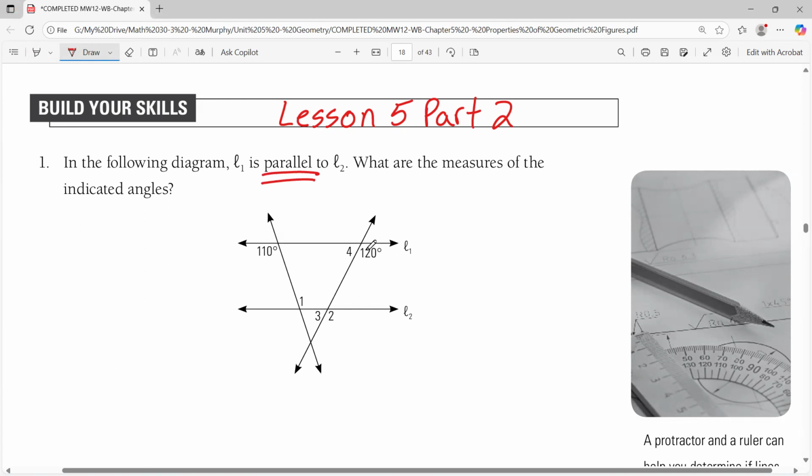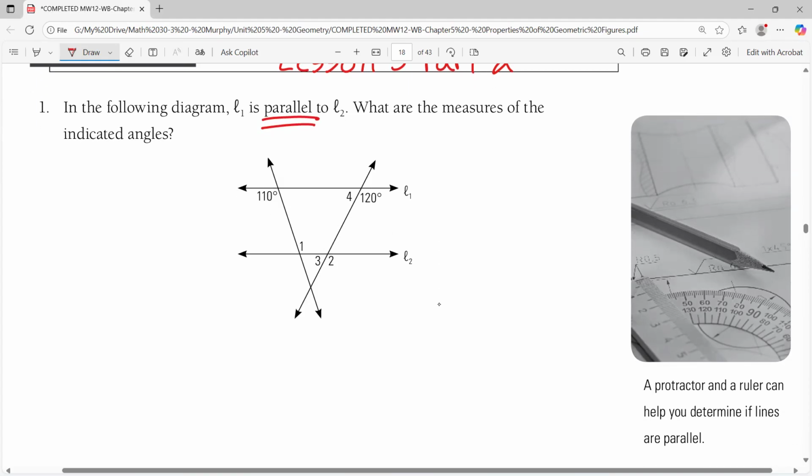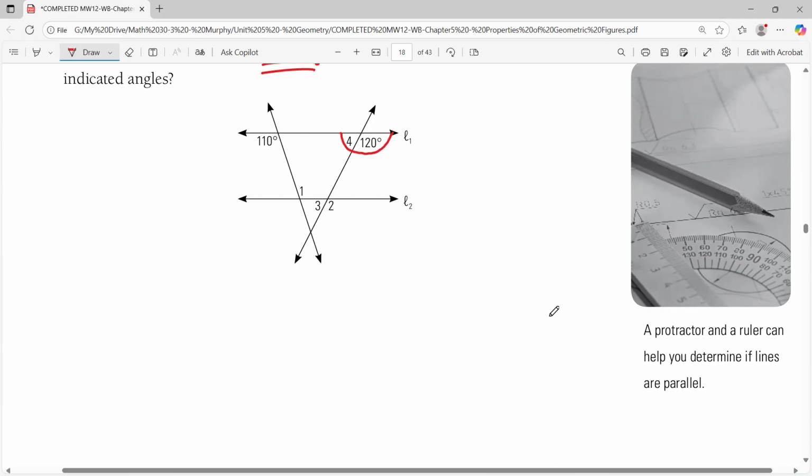What are the measures of the indicated angles, 1, 2, 3, and 4? So we got two different transversals here. Now, this should add up to 180, so supplementary. So angle 4 would be 180 minus 120, 60. So we know number 4 is 60.